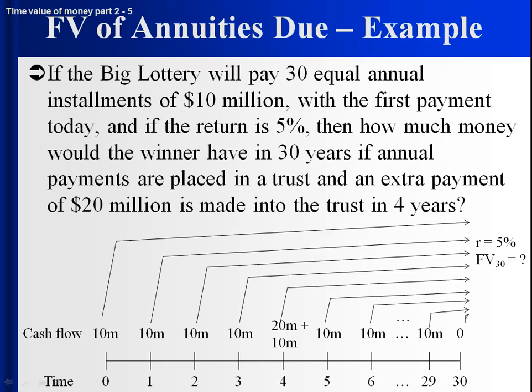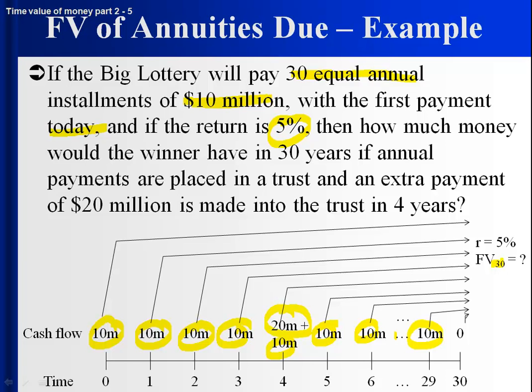Now suppose the big lottery will pay 30 equal annual installments of 10 million with the first today. So we got 10, 10, 10, 10, 10, 10, 10, 10. Returns 5%. How much would you have in 30 years if you put the money in trust and an extra payment of 20 is made into the trust in 4 years? So in 4, there's 20 more in the trust.